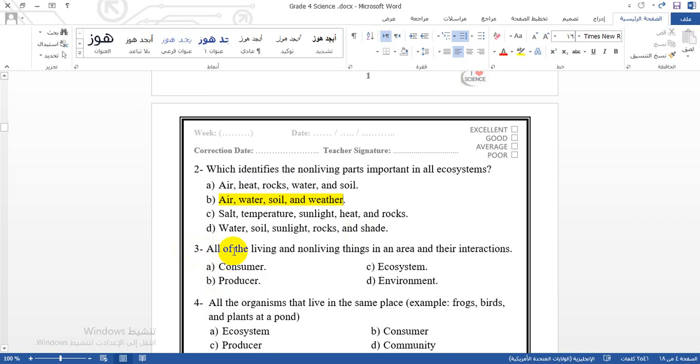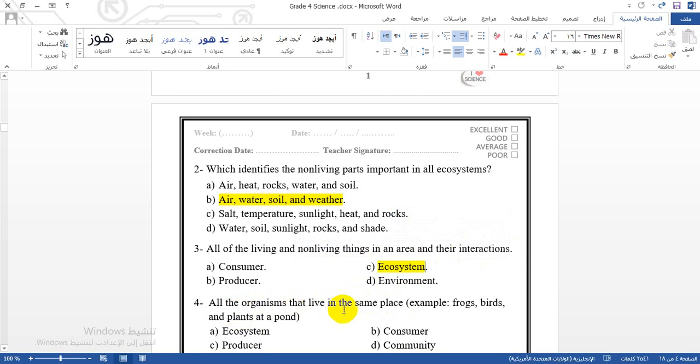All of the living and non-living things in an area and their interactions. This is an example of what, guys? I told you that many times. If they interact, they depend on each other. This means the ecosystem. The ecosystem is the interactions between living and non-living things. So this is the correct one.